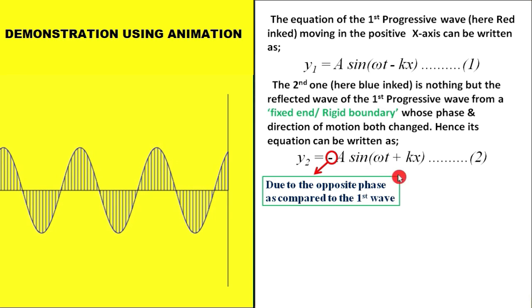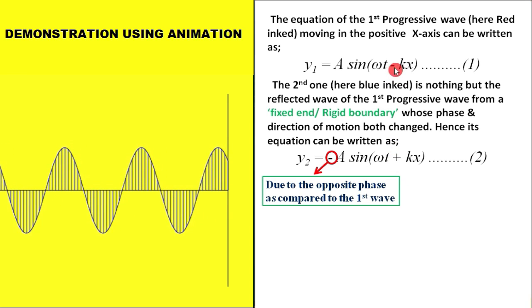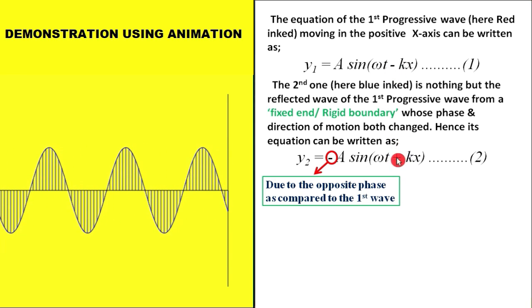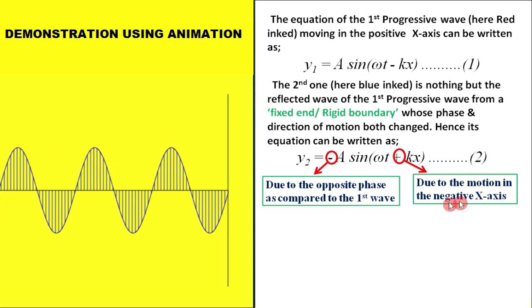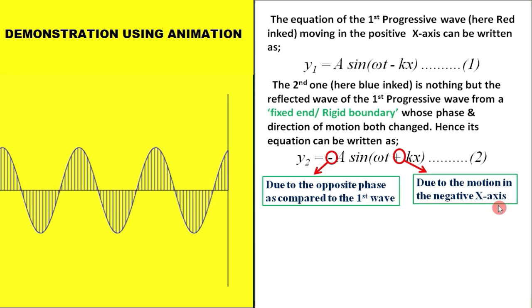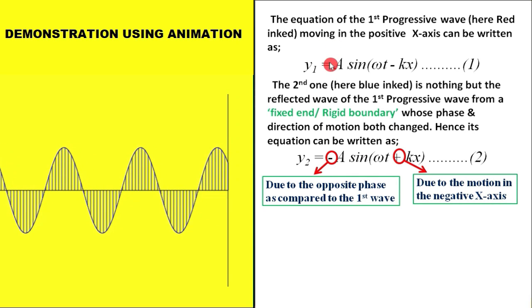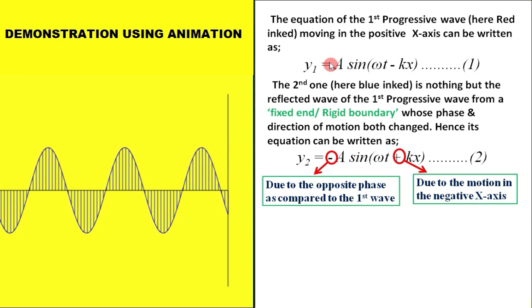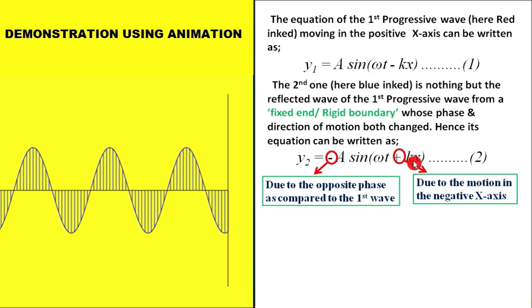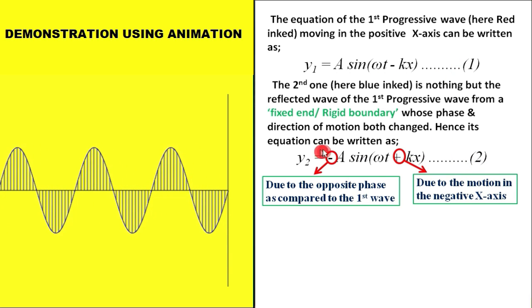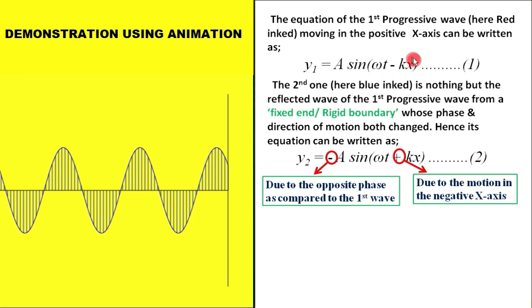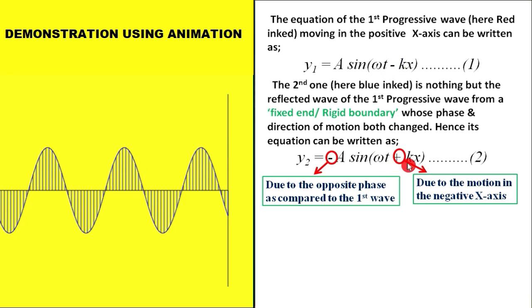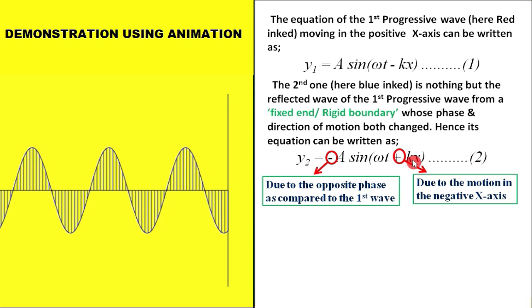Okay, now again here there was a minus and here there is a plus. Why is this becoming plus? This is becoming plus due to the change in direction. The first wave, or the incident wave, was moving in the positive x-axis, and here it was moving in the negative x-axis. Remember, if it moves in the positive direction, the equation is omega t minus kx, and if it is coming in the negative direction, it will be omega t plus kx.